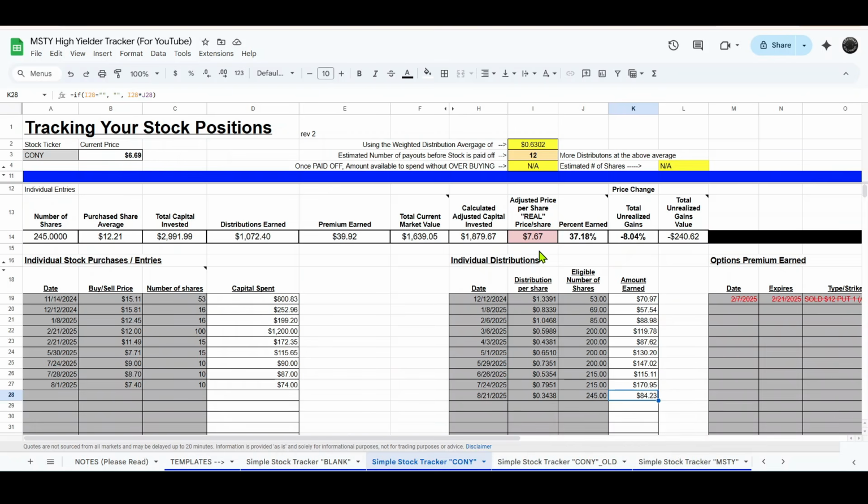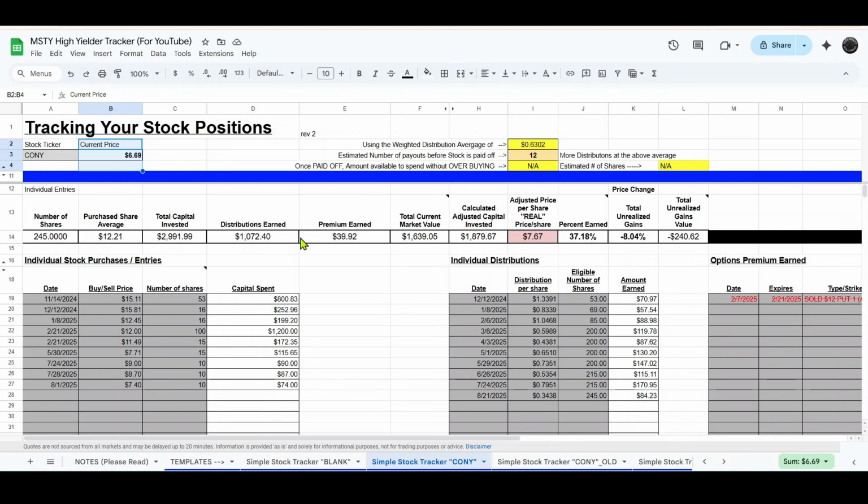That is awesome. That definitely puts a different spin on it. That changes your mind, right? Because you're watching this price drop up here, this $6.69. You're watching it drop. And yes, you are earning distributions and premium if you're selling premium.